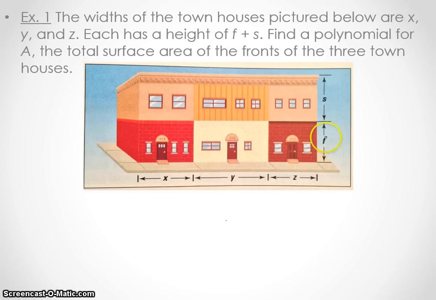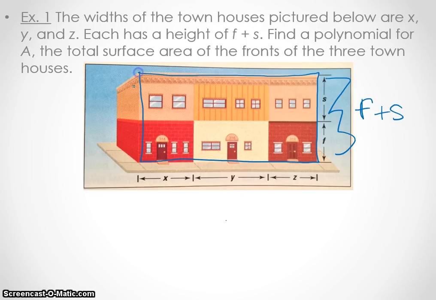So we have our first floor here and our second floor here. So the total height that you have is f plus s. Find a polynomial for A, the total surface area of the fronts of the three townhouses. So we need to find the area of this shape, which is a very simple rectangle. And if you remember, the area formula for a rectangle is just area equals base times height.